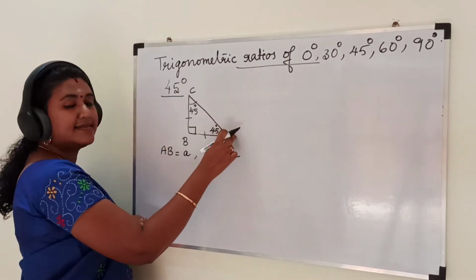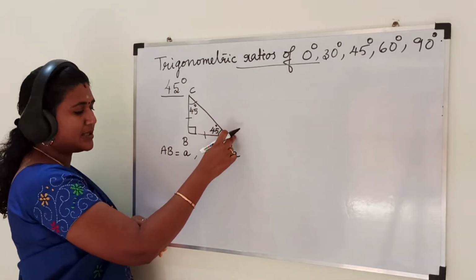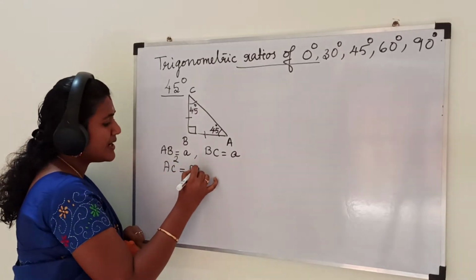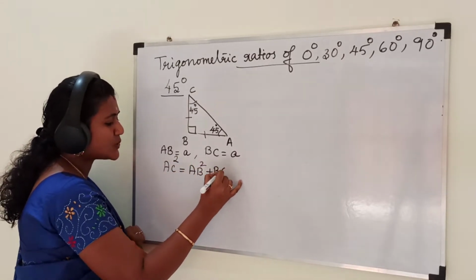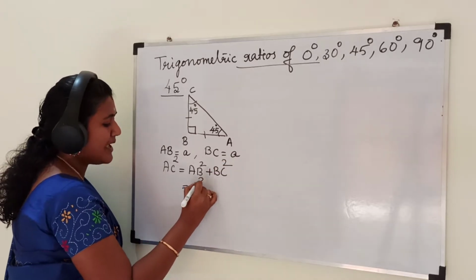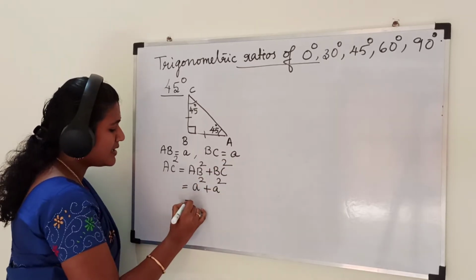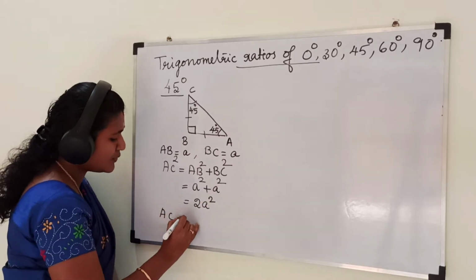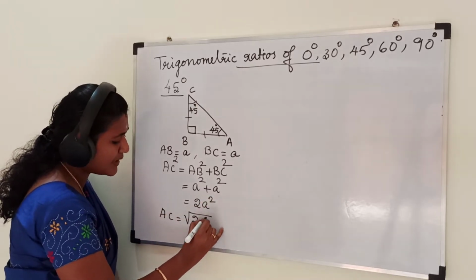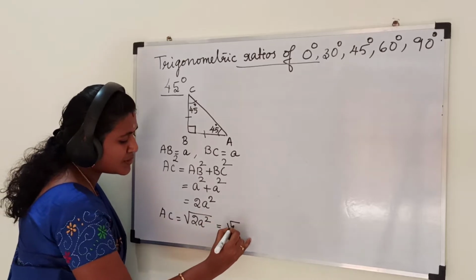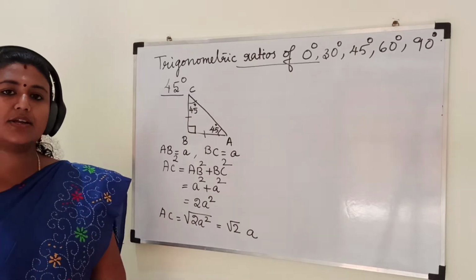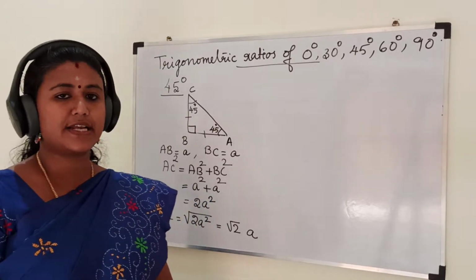Now we will find the third side AC using Pythagoras theorem. So AC square is equal to AB square plus BC square, which is equal to a square plus a square is equal to 2a square. So AC is equal to root of 2a square, that is root 2 a. So we got all the three sides. Now we will define the trigonometric ratios.